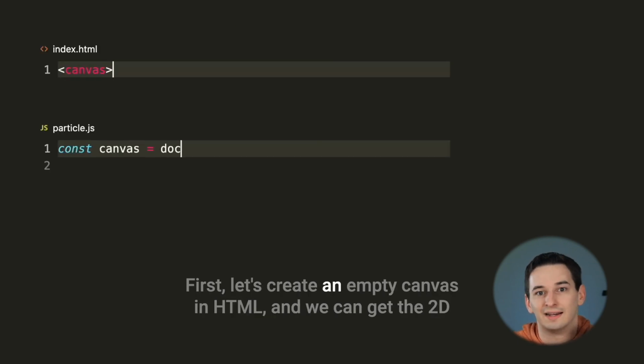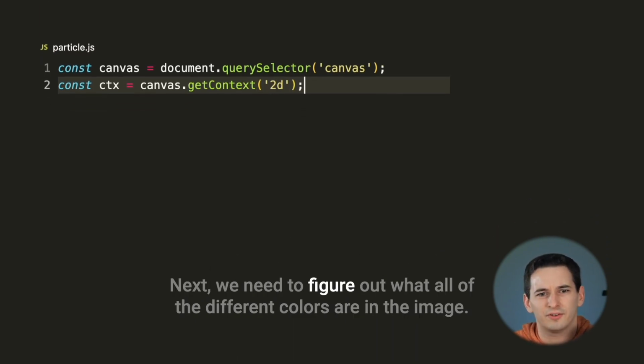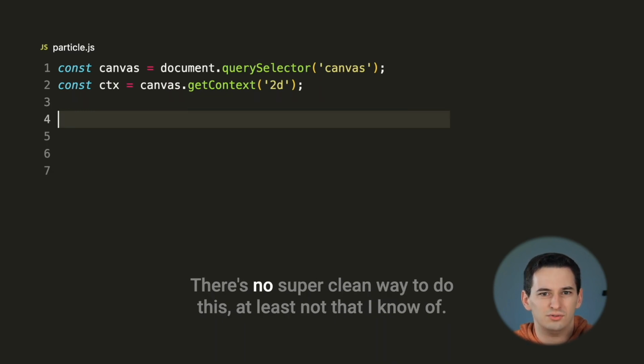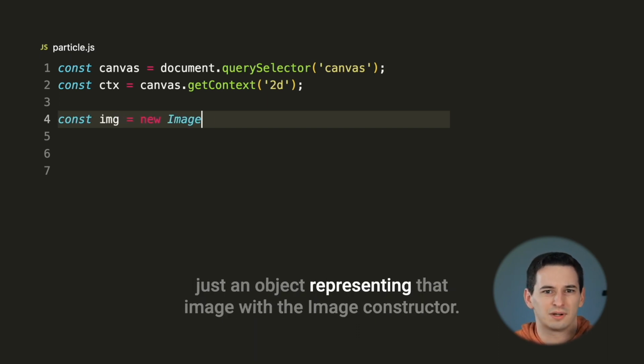Okay, so let's give this a try. First, let's create an empty canvas in HTML, and we can get the 2D context off of it in JavaScript since we're working in 2D space. Next, we need to figure out what all of the different colors are in the image. There's no super clean way to do this, at least not that I know of, but let's start by just creating an HTML image element, which is just an object representing that image, with the Image constructor.